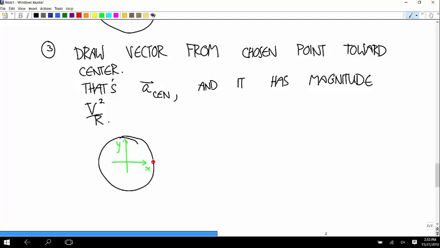Okay, so we're looking at this point here. So the centripetal acceleration is this way. What direction is that in? Positive x, positive y, negative y, negative x? Yep. So the centripetal acceleration is in the negative x direction with a magnitude of v squared over r, and then 0 for y.